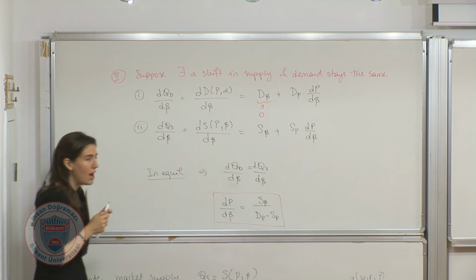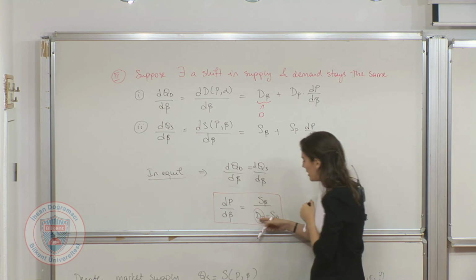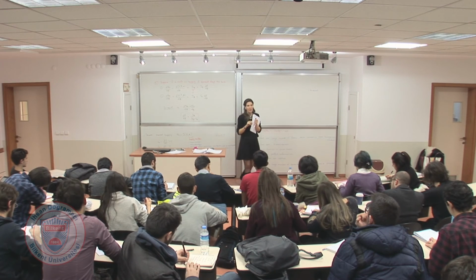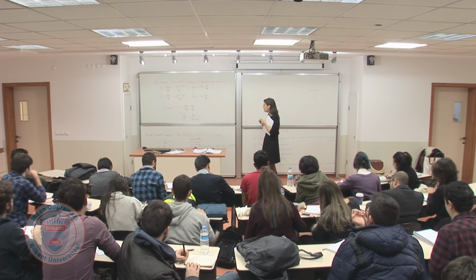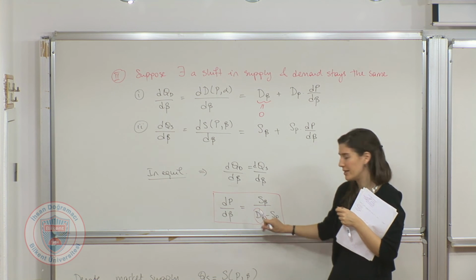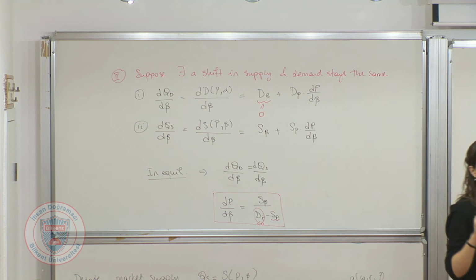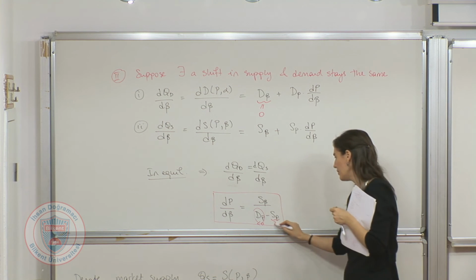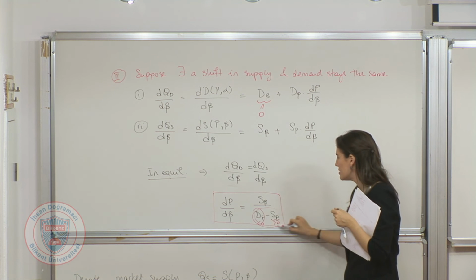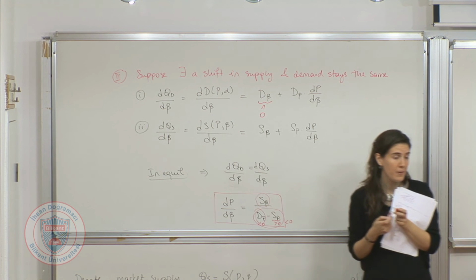Now, what is this? What is D P? Remember, we said that this is the derivative of the demand function with respect to price. It is negative, right? And what is S P, the derivative of the supply curve with respect to price? It is positive. Therefore, altogether, this guy is negative. So you see, it depends on S beta.